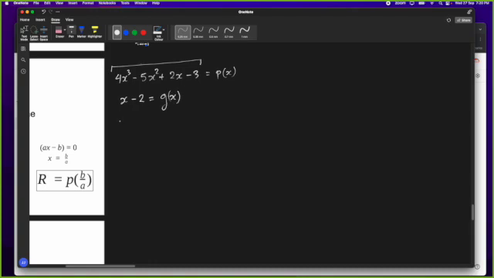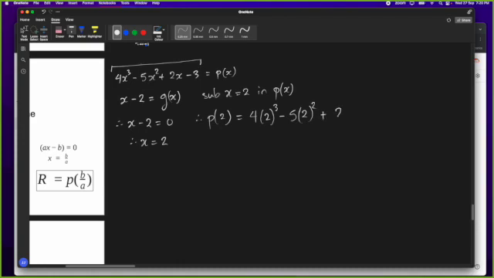So you take your g of x, you put it equal to 0. Therefore, x is equal to 2. Sub x equals 2 in p of x. Therefore, p of 2 is going to be 4 times 2 cubed minus 5 times 2 squared plus 2 times 2 minus 3.